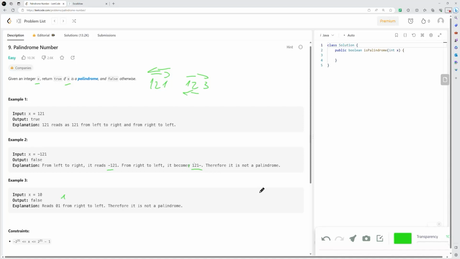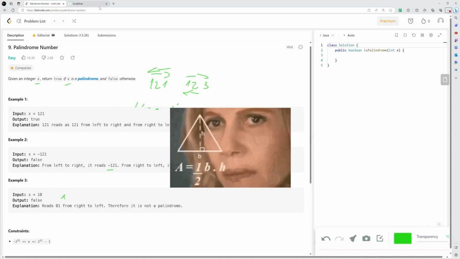Now, the straightforward solution would be to convert an integer to string and iterate through the string and check if the first character matches with the last, the second character matches with the one next to the last, and so on until we reach the middle. But in an interview, you will probably be asked to not do that and operate on the number itself. And to do that, we have to do a little bit of math.